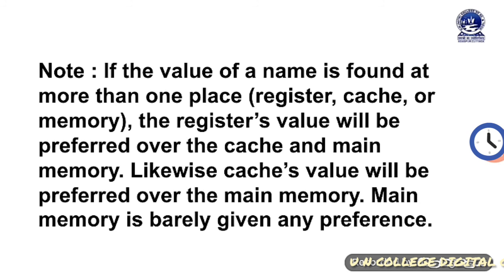Here I want to discuss one important factor associated with code generation. If the value of a name is found at more than one place, like register, cache or memory, then the register's value will be preferred over the cache and main memory. Likewise, cache value will be more preferred in comparison to main memory. Main memory is rarely given any preference.